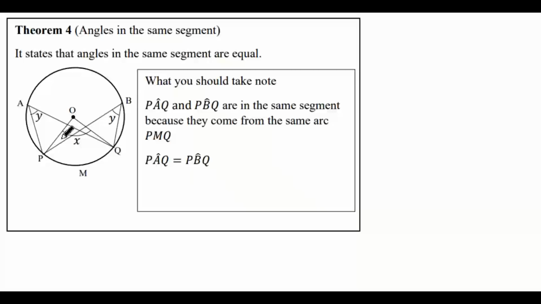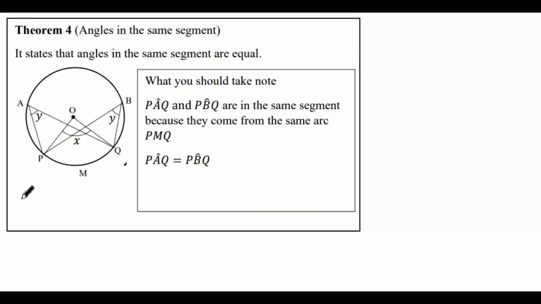Okay, so if you look at these three angles now: angle y here, this one, and angle y at point B, and the angle at the center. Although they are from this arc PMQ, only two are in the same segment. That is angle y at point A and angle y at point B, or you may want to read it in a more formal way: PAQ, that is this angle, and this will be PBQ, that is this angle.